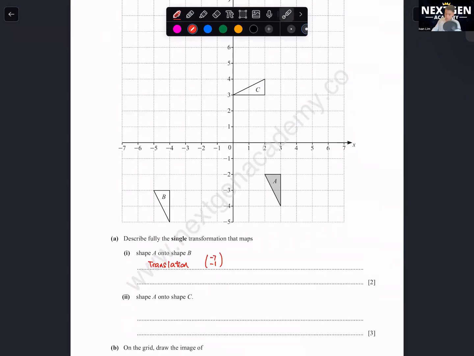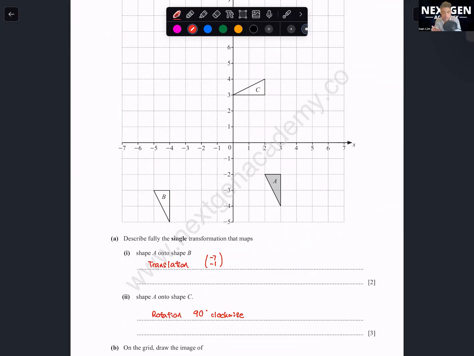Question 2. Shape A onto shape C. How to do A to C? You see here, the rotation is like that, right? It's a rotation 90 degrees clockwise. So you write down the transformation first: rotation 90 degrees clockwise. How do we find the center?